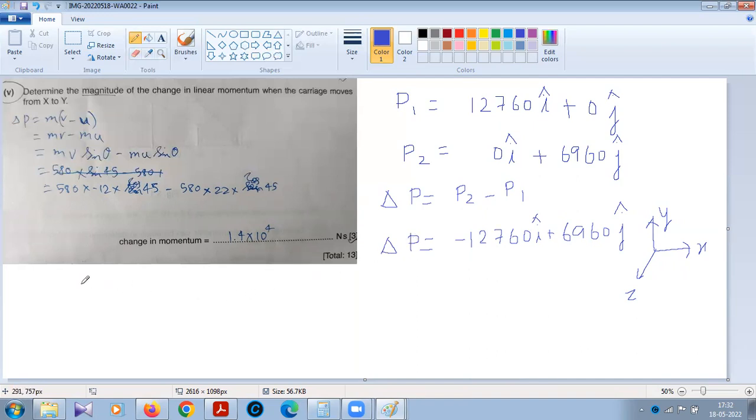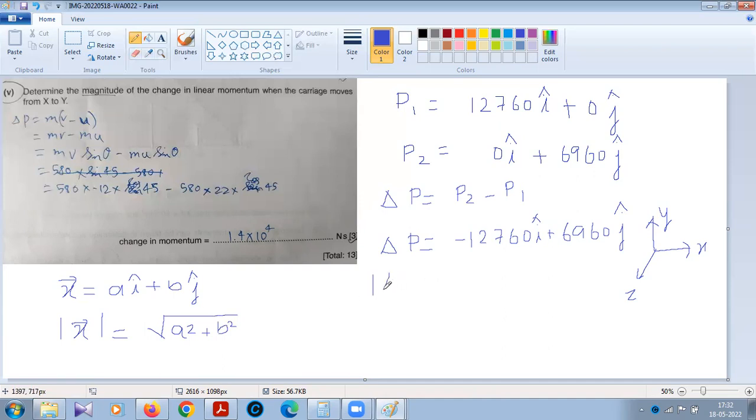So suppose you have any vector like this, say any vector x given as a i cap plus b j cap. If I have to find out the magnitude of the vector, I represent it like this, mod of x. That is given by under root of a square plus b square. It is given like this. So this is what you have to find out.